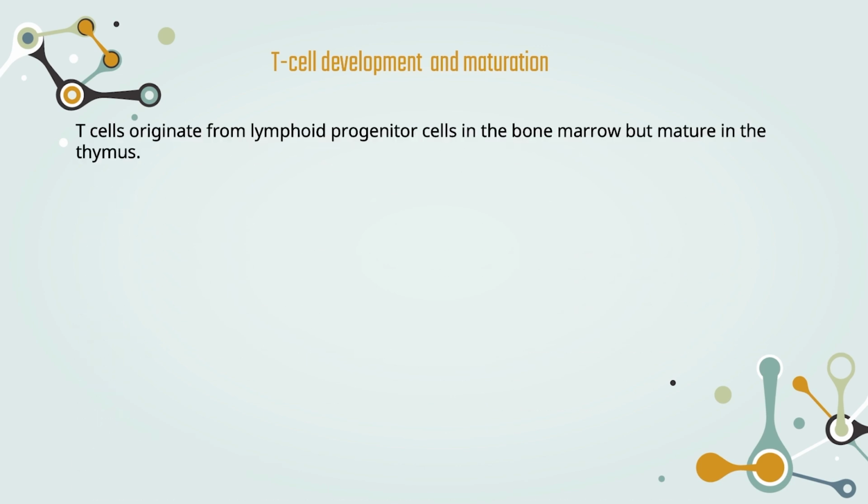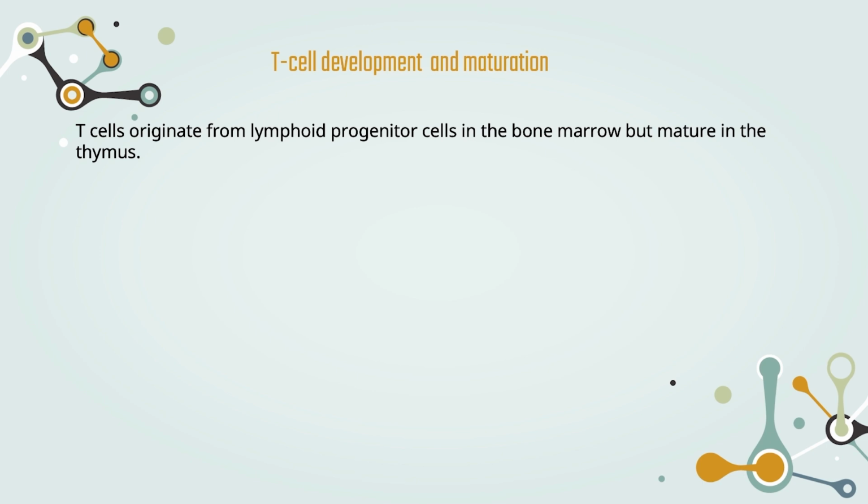All right. Now let's talk about T cell development and maturation. So T cells originate from lymphoid progenitor cells in the bone marrow, but they mature in the thymus. That's why they are called T cells. All right, T for thymus. Now one thing you need to know is that when they are formed in the bone marrow, they do not have CD4 receptors or CD8 receptors. All right, these receptors are acquired when they mature in the thymus.